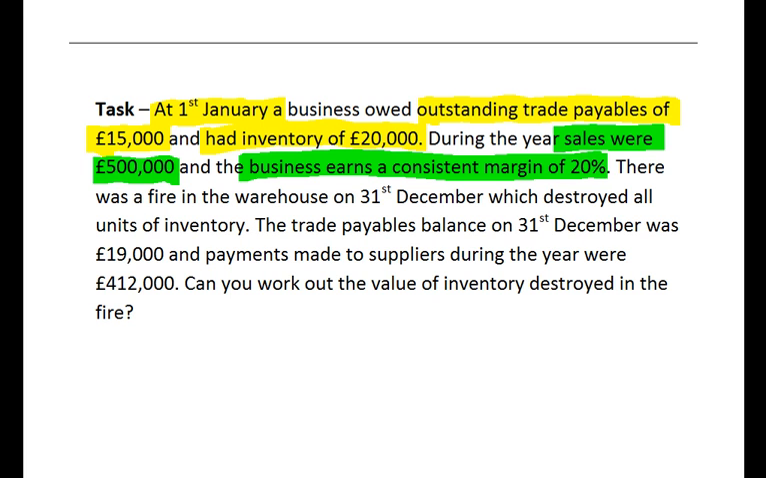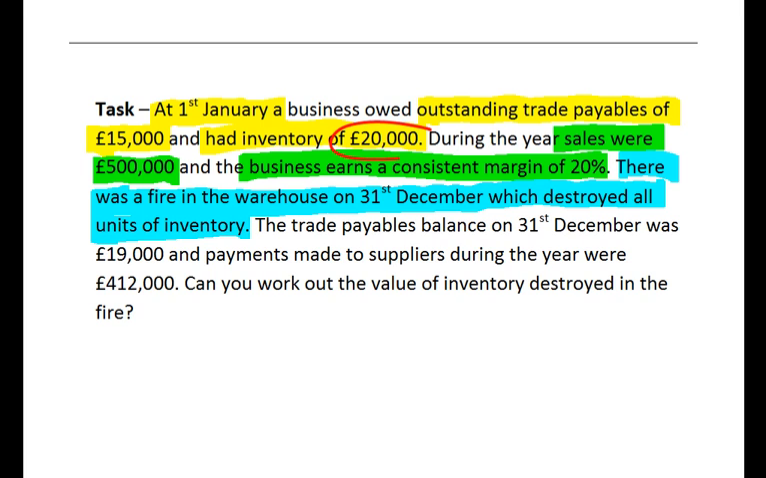We're then told there was a bit of a disaster. There was a fire in the warehouse on the 31st of December, which destroyed all units of inventory. Now you can imagine the 31st of December is the end of the year, so the units that would have been in inventory on that day would effectively be the closing inventory at the end of the year. If you remember, we knew what the opening inventory was. The opening inventory at the beginning of the year was the £20,000, but in terms of their closing inventory, we don't know what was there because it's been destroyed.